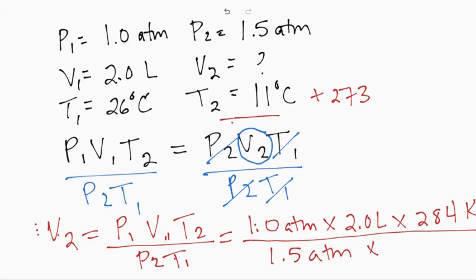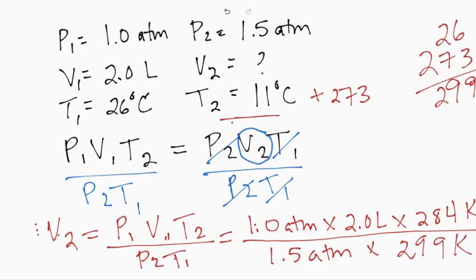times T1. And same thing with T1. I have to add 26 and 273. So I have 299 kelvins.